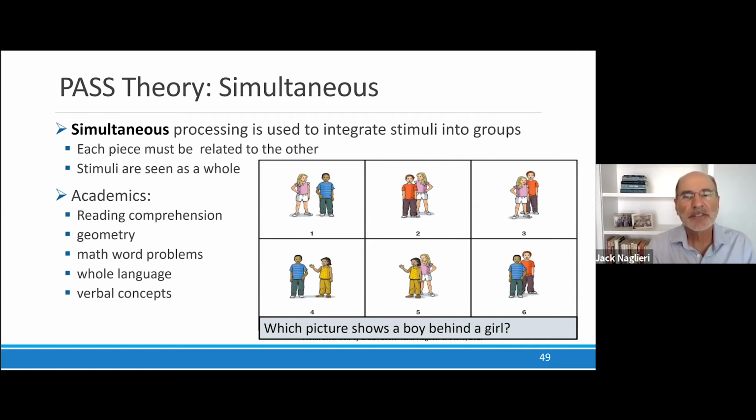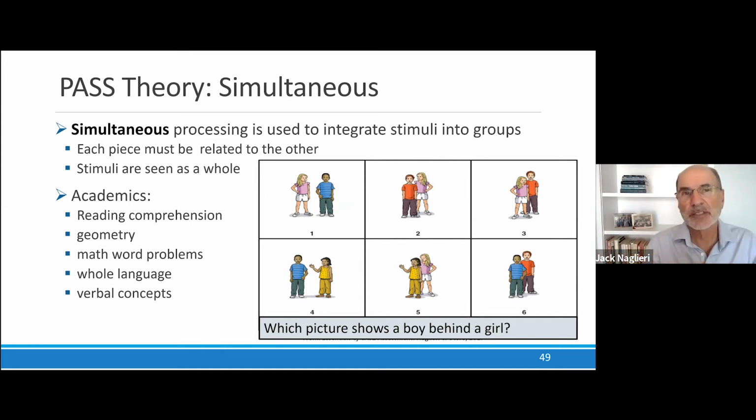So what do you have to do? You have to understand this statement. We read it to the student, but it's printed on the bottom of the page if they can read. And we can repeat it. The student needs to choose which picture shows a boy behind a girl, not a girl behind a boy, as in number 2. Right? So it's about interrelationships of, in this case, people.